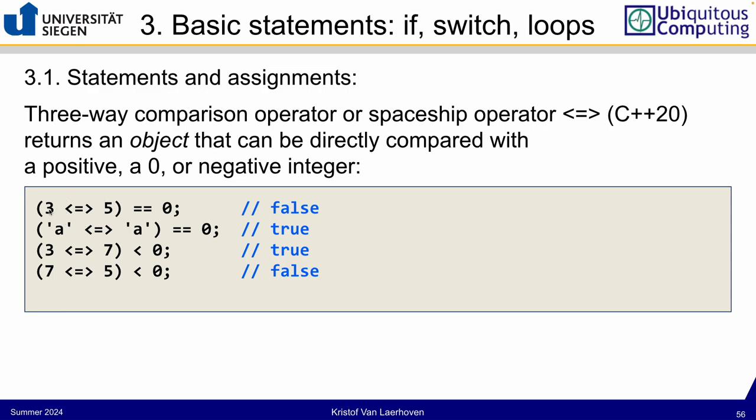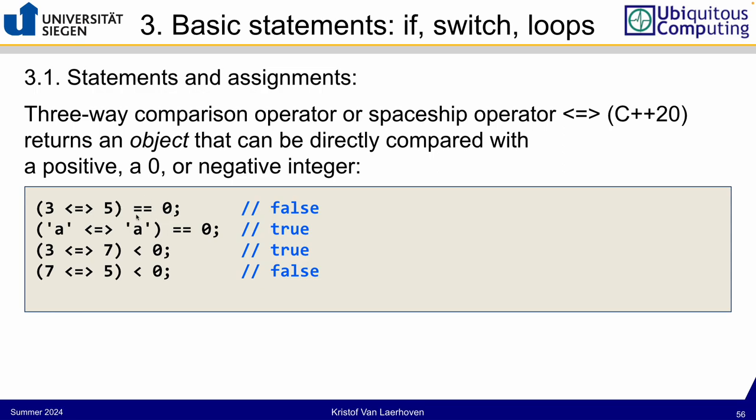And so basically, 3 is smaller than 5, so therefore this over here would return a negative integer. However, and that's something we will see later, you can try this out at home as well, you cannot, for instance, output this. Then you will get strange errors that you're not using the right type.